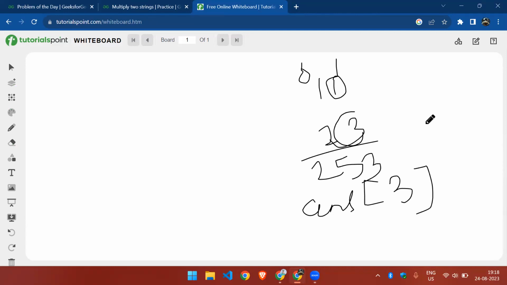53. So the reason we have taken the answer vector size as n plus m, because we want to play at the safe side, right? We don't want any shortage of space to store the result. So we will store it in the third index.